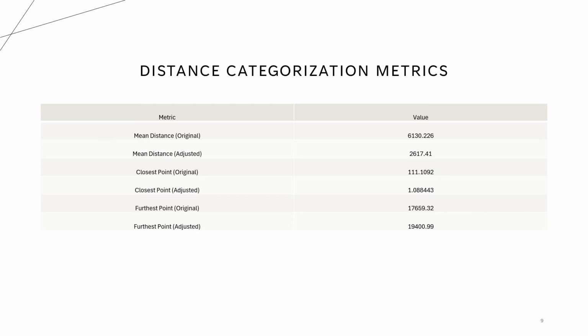After this, I created a table and I got the mean for both distances. You can see 6,000 for original and then 2,600 for adjusted. So there's like a 55, I would say 55% jump.